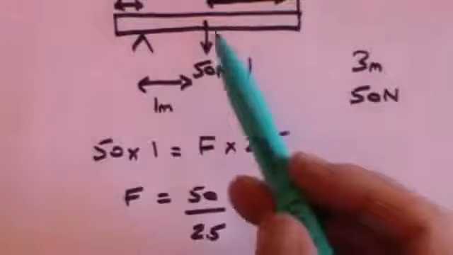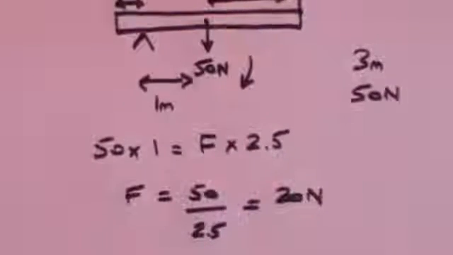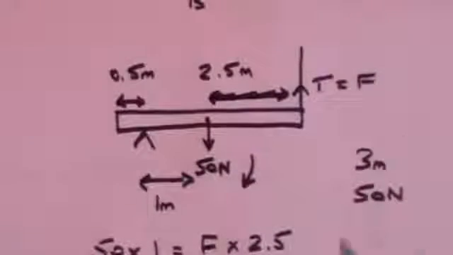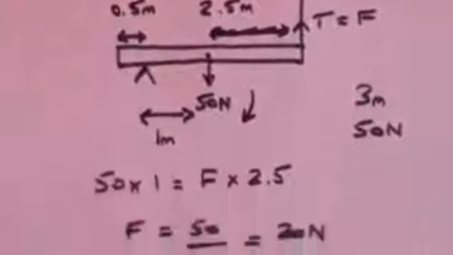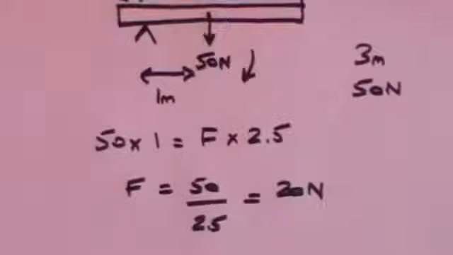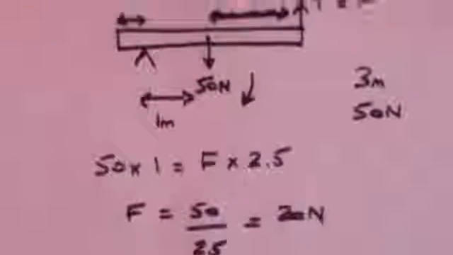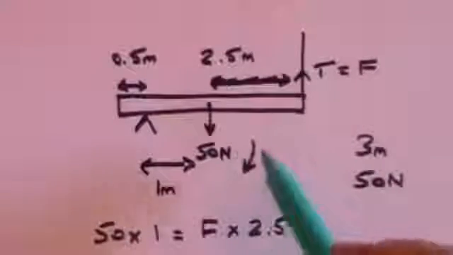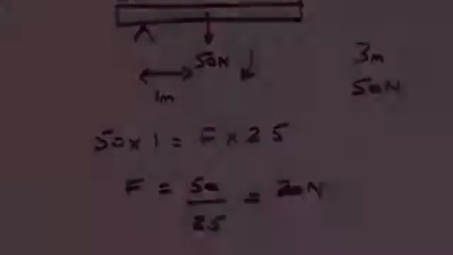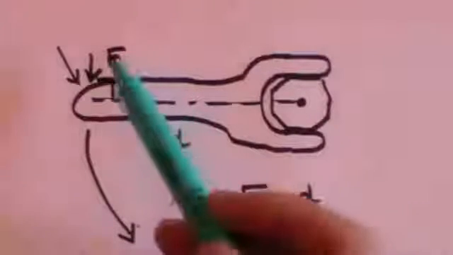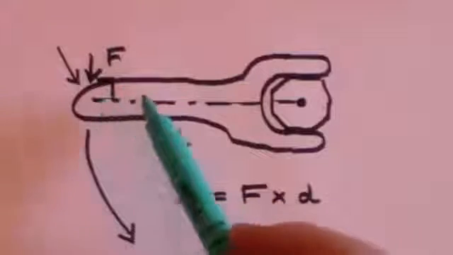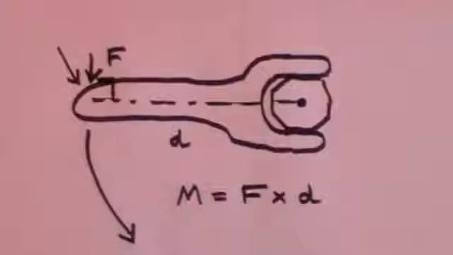So what we're saying is we've got a girder of 50 newtons, but in this arrangement the tension, or the force in the cable, will only be 20 newtons in order to stop it from spinning or from tipping in this direction. So in order for this formula to apply, the force must be perpendicular to the distance, and then you've got your maximum moment of a force.